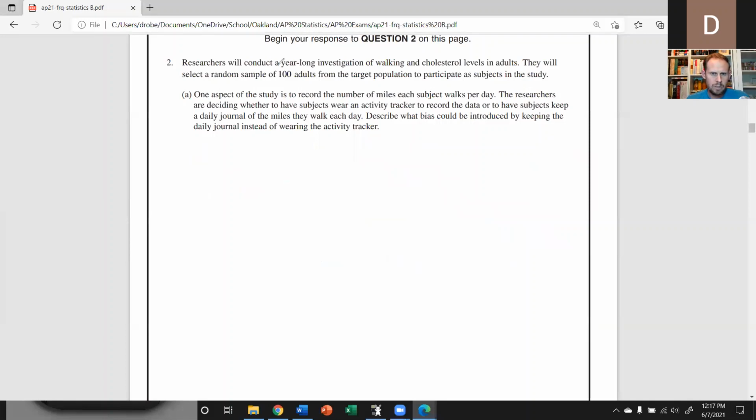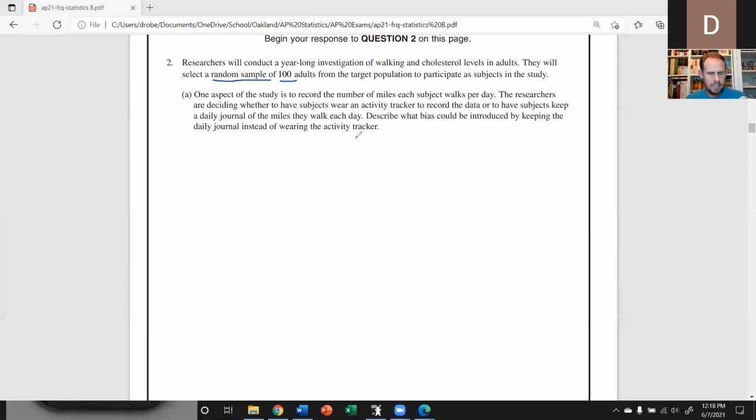Problem 2 here. Researchers will conduct a year-long investigation of walking and cholesterol levels in adults. They will select a random sample of 100 adults from the target population to participate as subjects in the study. One aspect of the study is to record the number of miles each subject walks per day. The researchers are deciding whether to have subjects wear an activity tracker to record the data, or have subjects keep a daily journal of the miles they walk each day. Describe what bias could be introduced by keeping the daily journal instead of wearing the activity tracker.